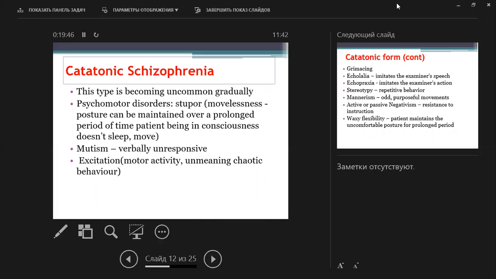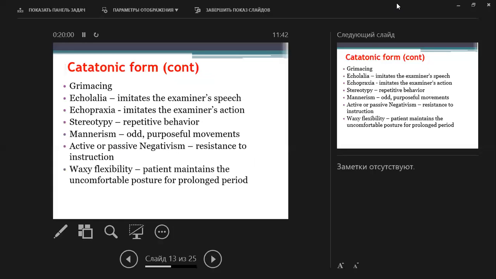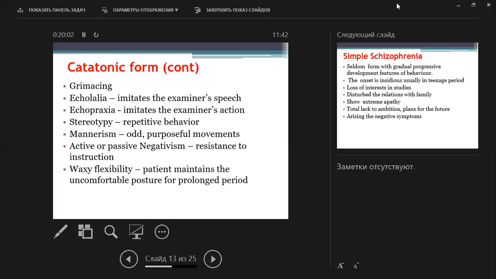Catatonic schizophrenia, usually this type is becoming uncommon gradually. There are many psychomotor disorders or symptoms. You remember it is stupor, mutism, excitation, maybe grimacing, echolalia. You understand, echolalia imitates the examiner's speech.